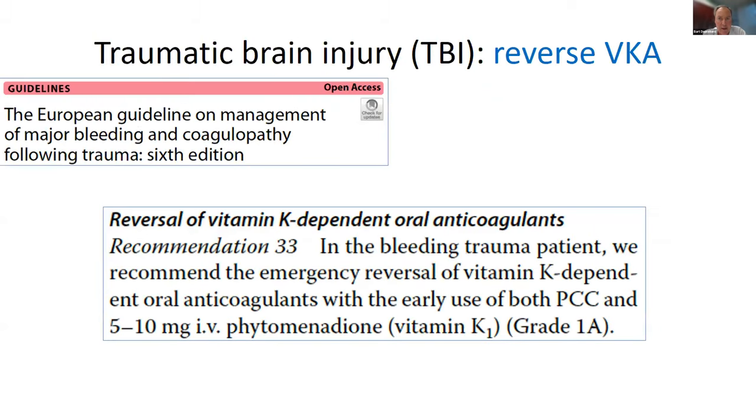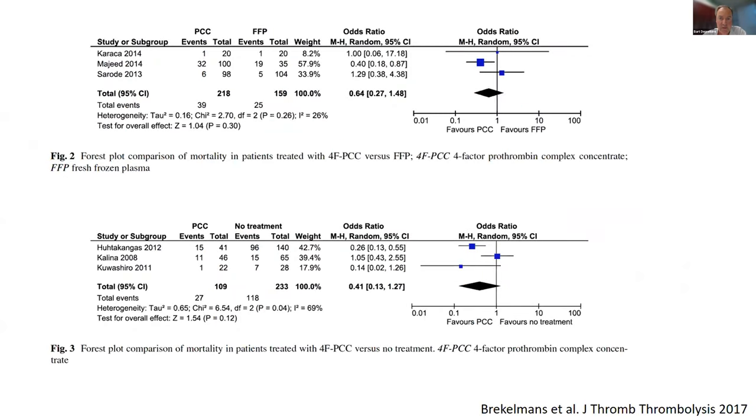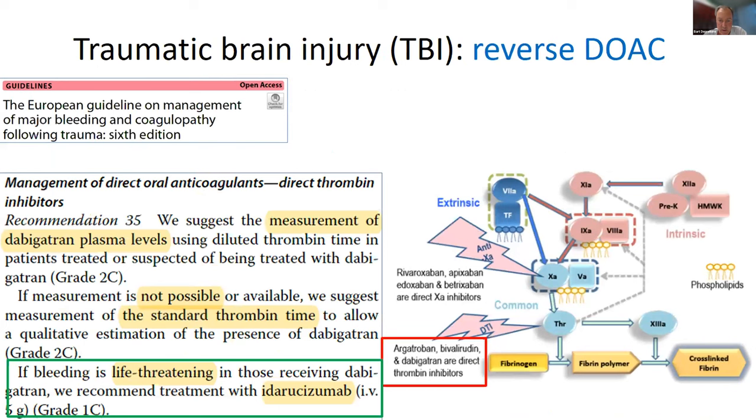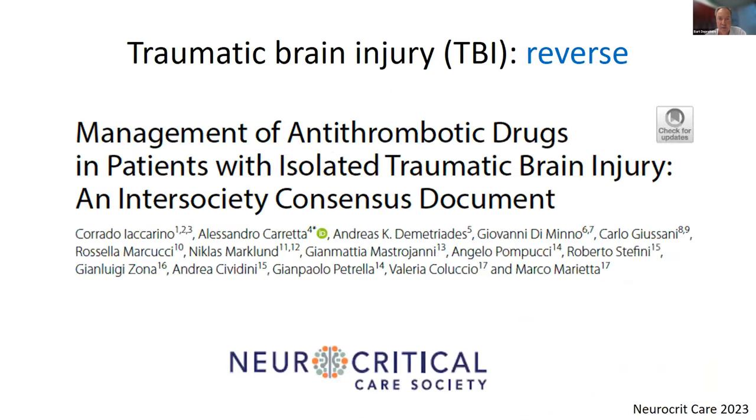And this is a trauma guideline, so not specifically TBI, but it's on trauma. What about vitamin K? Well, it says the same as in spontaneous ICH, so administer PCC in adjunction with vitamin K. There is clear benefit of PCC over fresh frozen plasma, also in TBI. And what about DOACs? Well, again, for rivaroxaban, apixaban, etc., so the anti-10A drugs, andexanet alfa can be used. And when you're dealing with dabigatran and the other anti-2A drugs, idarucizumab can be used and is recommended.